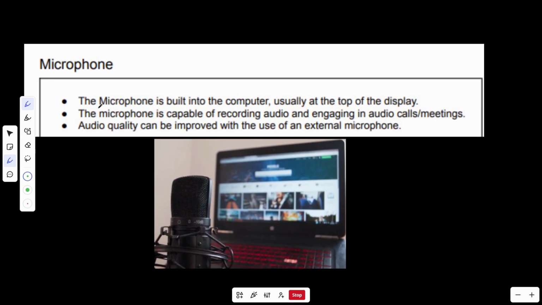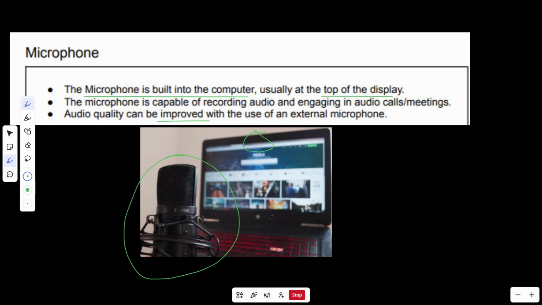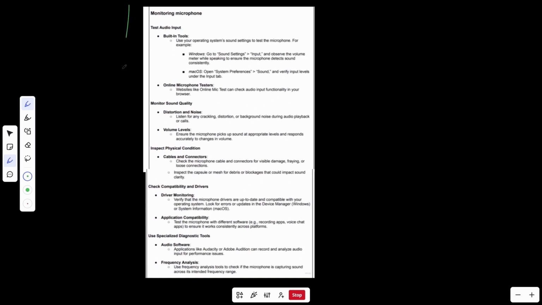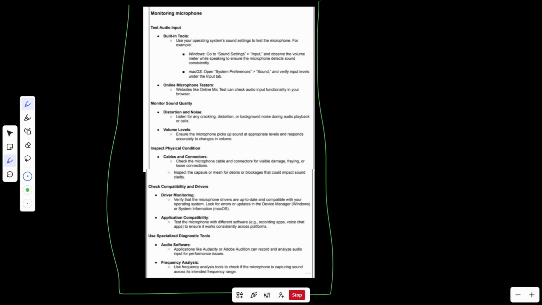Now, microphone, another similar thing, right? So microphones are generally built into the computer. Usually it's at the top of the display as well, so it would usually be up here somewhere. And the microphone is capable of recording audio, and you can use it to engage in audio calls. Who would have known, right? Of course, you can improve your audio quality by purchasing a separate external microphone. Mind blowing again, right? I got one on my headset. Again, you can pause and read this if you want to. I am going to just move on, same reason as the last ones.